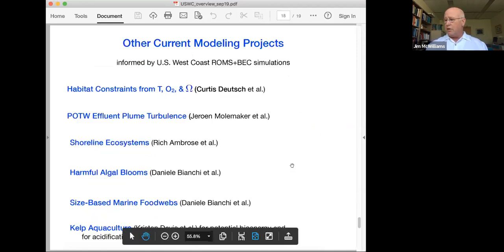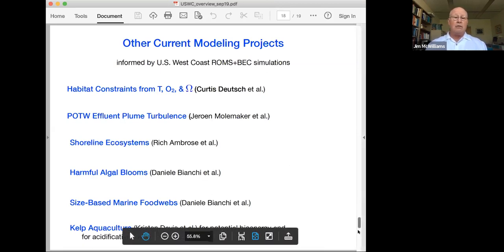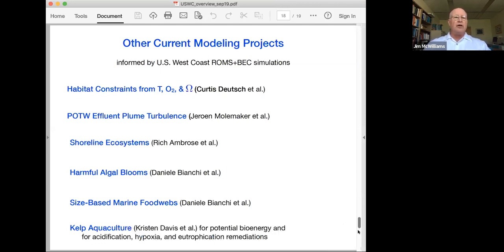There are a number of other current modeling projects that essentially are outgrowths of the ones I've described. Daniel Bianchi will be talking about one of them. The others I'll just skip over here because we're limited in time. But I think that the potential here for exploring a number of issues in model solutions is really a sort of wonderful opportunity for scientific discovery.